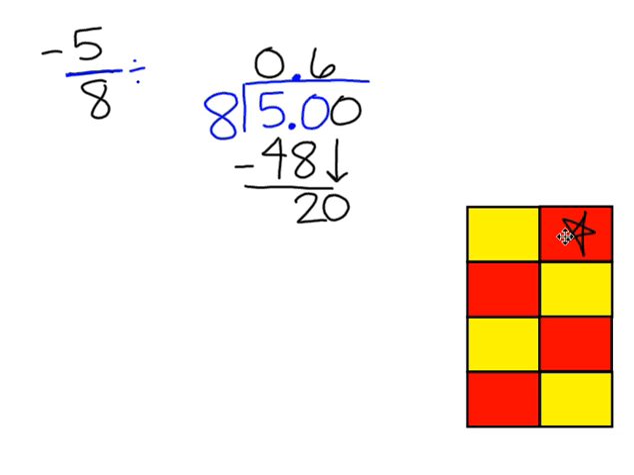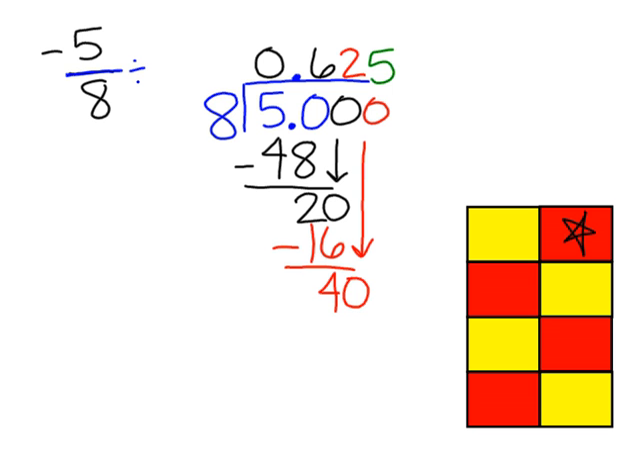Okay, 8 will go into 20 2 times, so 2 times 8 is 16. Subtract and bring down another 0. Okay, 8 will go into 40 5 times. 5 times 8 is 40, and we end with 0, which means we are done. Now remember, we had a -5/8, so we're going to make this -625 thousandths.